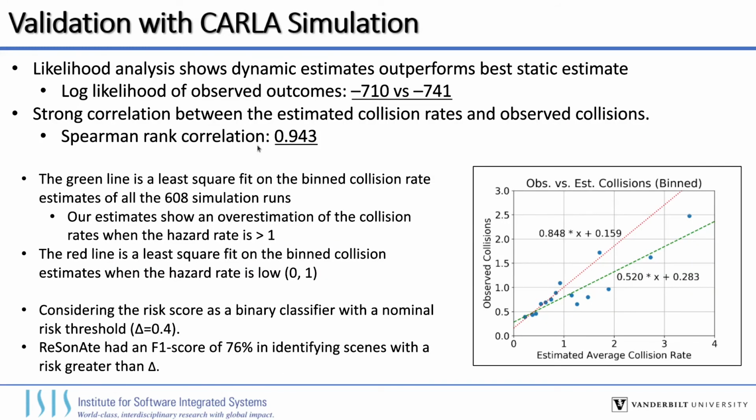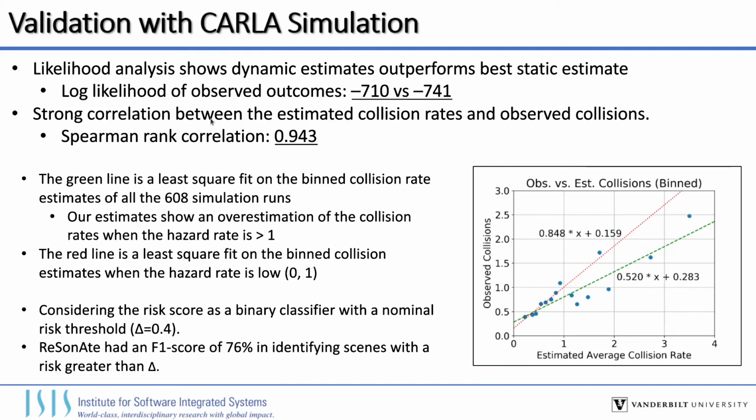Some more validation with the same data, we found that our dynamic estimate far outperforms the best static estimate with a log likelihood of -710 versus -741. I mentioned this is a best static estimate because this is a posterior estimate, which is derived from the observed number of collisions, the average rate of collisions, and our dynamic estimate does not have that luxury of knowing the outcome ahead of time. So we're still able to outperform it with that.